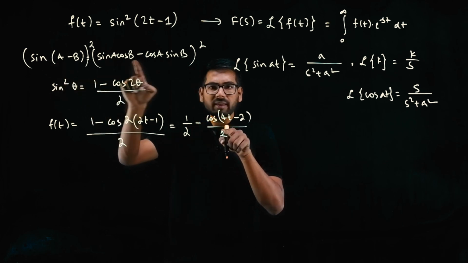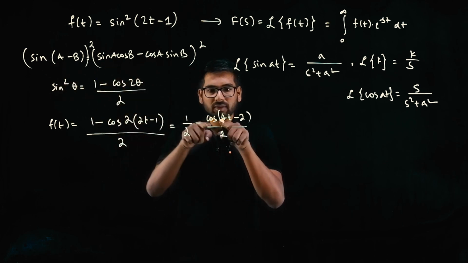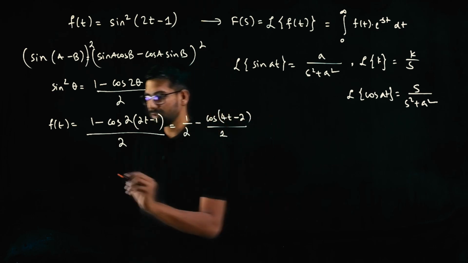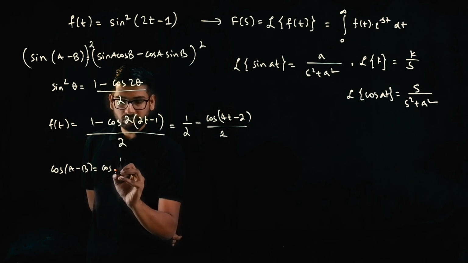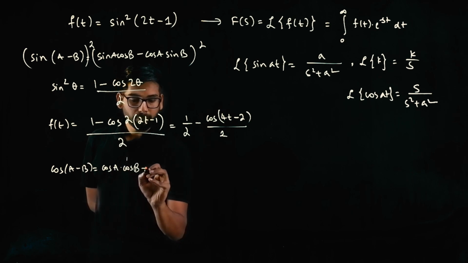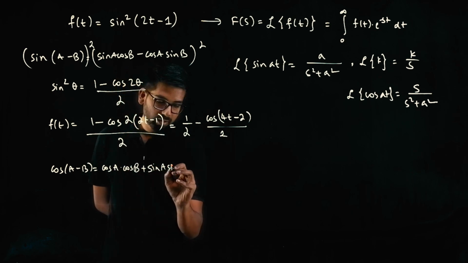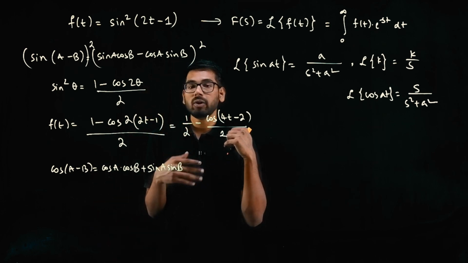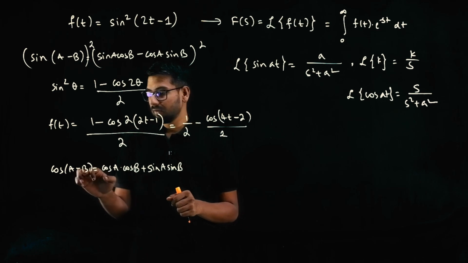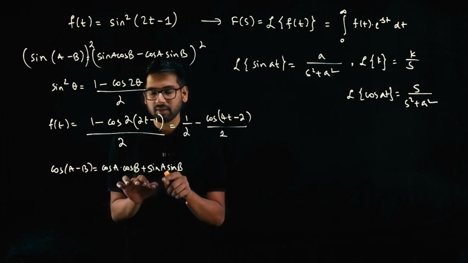There is a formula for sin(a minus b), and there is also a formula for cos(a minus b). The formula is cos(a minus b) equals cos a cos b plus sin a sin b. These are the trigonometric formulas that are prerequisites, which you are required to know. Here, if you have a negative sign, you get a positive sign. That is not a mistake.